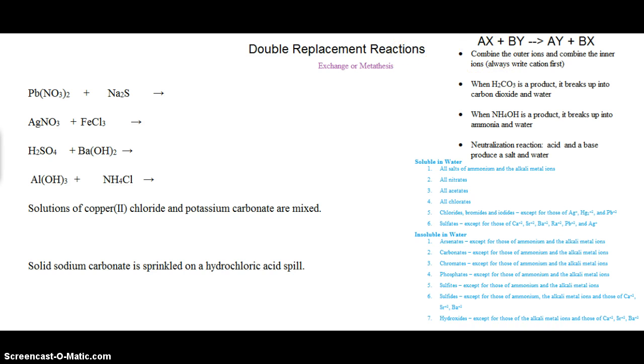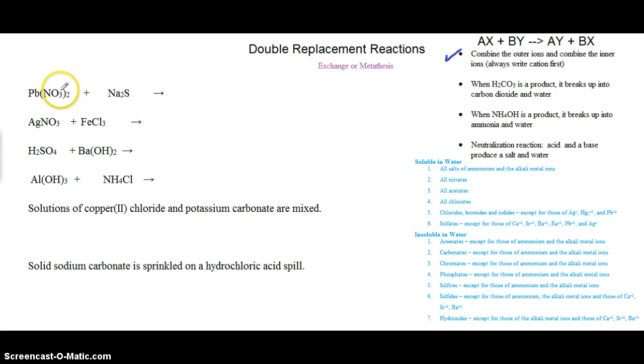The general form for what we're going to be dealing with here is where you have some sort of an ionic compound, a cation and an anion, and another one. And what happens is the positive from one bonds with a negative from the other, and vice versa. Please note when we do this, you're going to combine the outer ions and combine the inner ions, basically the positive and the negative, and when you write the new ones, please always put the positive one first, because that's the general form.